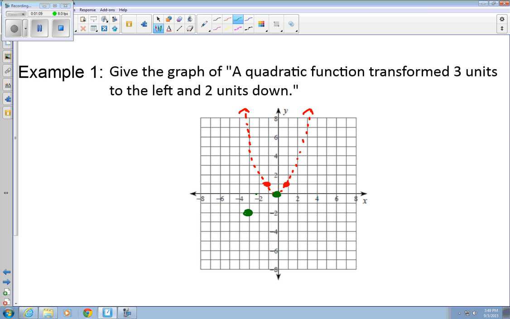And I'm going to do the same thing for the other 2 points that I have, 1, 1 and negative 1, 1. So when I move those over, 1, 1 becomes negative 2, negative 1, and negative 1, 1 becomes negative 4, negative 1. And I draw in the parabola shape again, and that is my answer. So I have a quadratic that is transformed 3 units to the left and 2 units down.